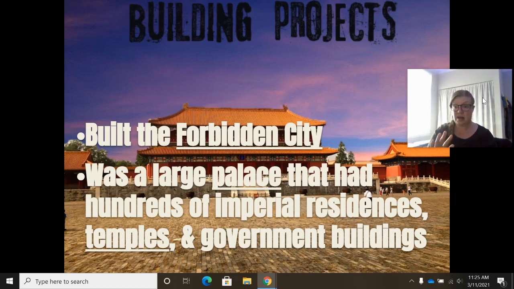Notice that it says it is a large palace, meaning the royalty, the emperor and his family, right? Hundreds of imperial residents. Imperial means high-standing residents. It had temples, so Buddhist temples, and government buildings. So looking at that list, you can see who is not on that list: farmers, peasants, merchants, tradesmen. So those people were not allowed to live in the Forbidden City.